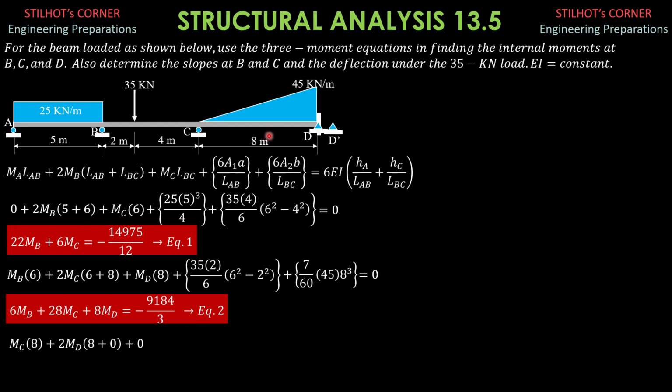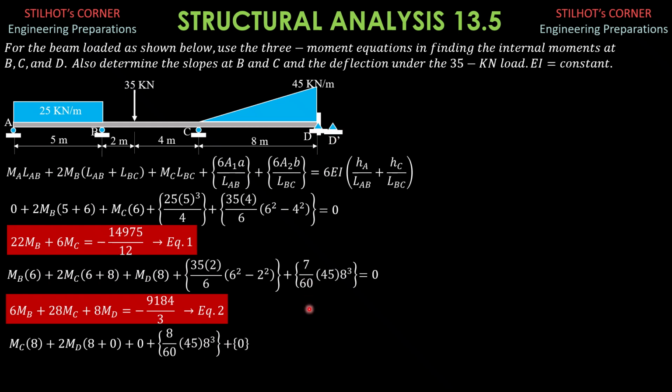equals plus 6A1A over L1. So 8 over 60, 8 over 6 WL cube. So 8 over 60, 45 times 8 cube. Then 6A2B over L2 for span DD prime is 0.